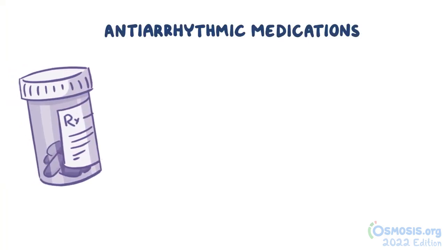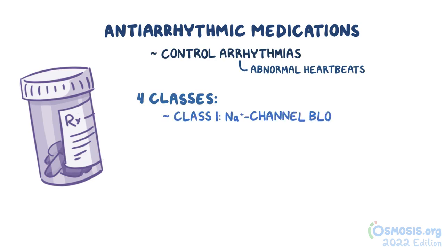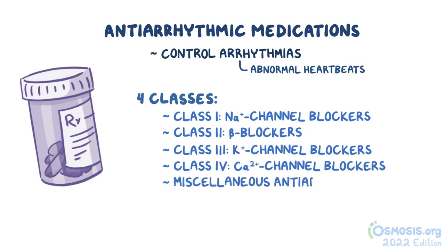Antiarrhythmic medications help control arrhythmias, or abnormal heartbeats. There are four main groups of antiarrhythmic medications. Class 1, sodium channel blockers. Class 2, beta blockers. Class 3, potassium channel blockers. Class 4, calcium channel blockers. And miscellaneous antiarrhythmics, or unclassified antiarrhythmics.